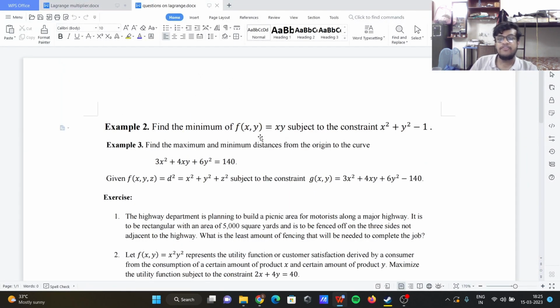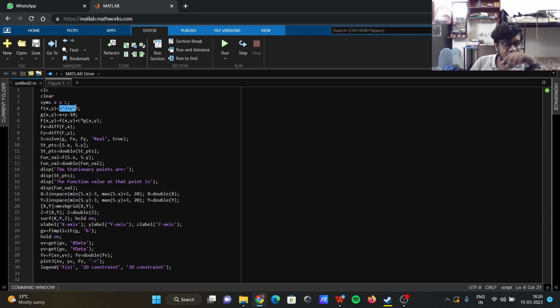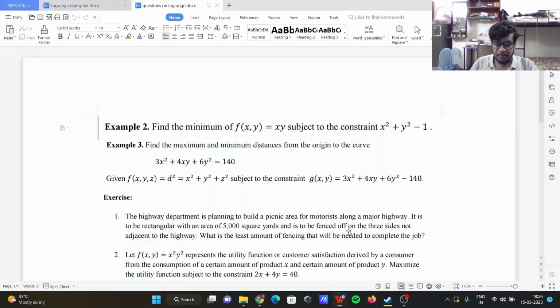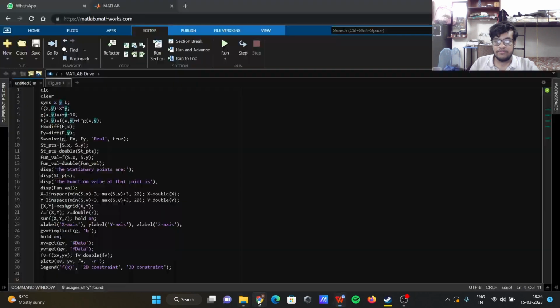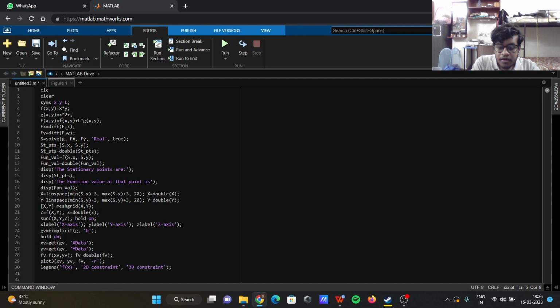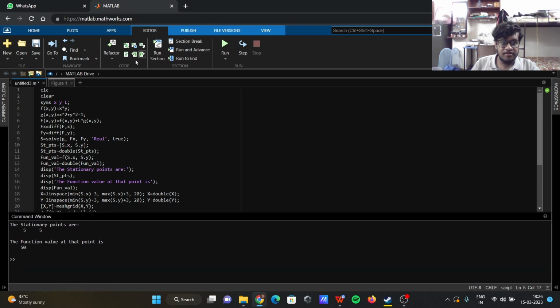First one, f of x comma y is xy subject to the constraint x square plus y square minus 1. So the original function that needs to be optimized is x star y, and the constraint given here is g of x comma y is x square plus y square minus 1. If our code is working for this, then it will work for anything else. Also, before you run the code, close the figure, otherwise they will overlap.